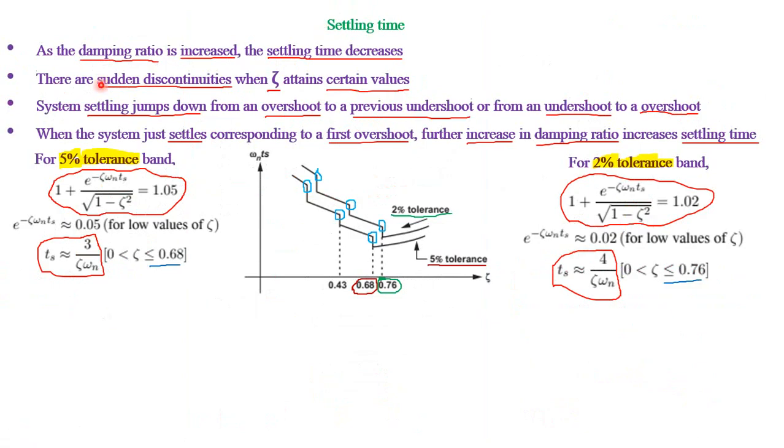Settling time. When the damping ratio is increased, the settling time decreases naturally, because the oscillations decrease with the increase in damping ratio. That means the system will settle down fast. However, there are certain discontinuities when the damping ratio attains certain values. So let us discuss these two points with the help of the next diagram.